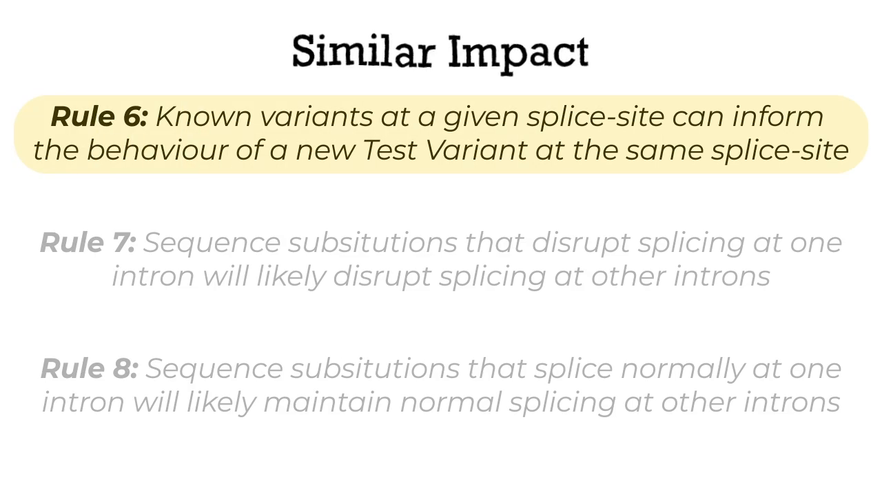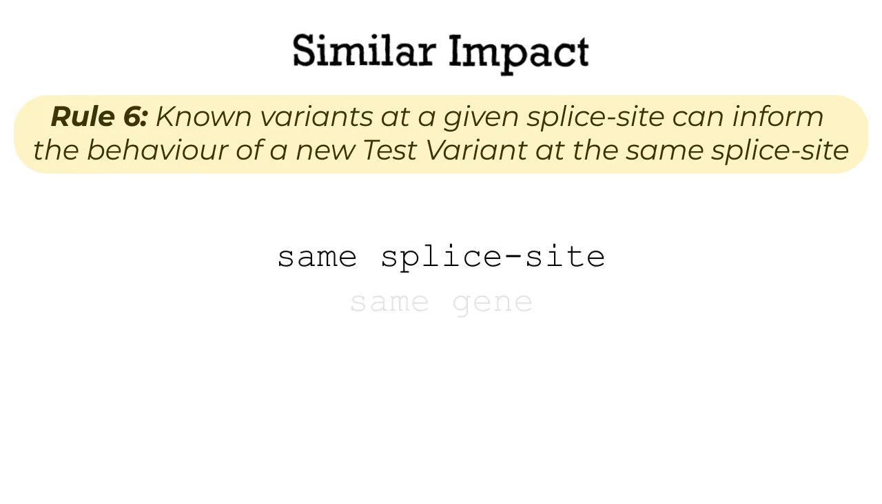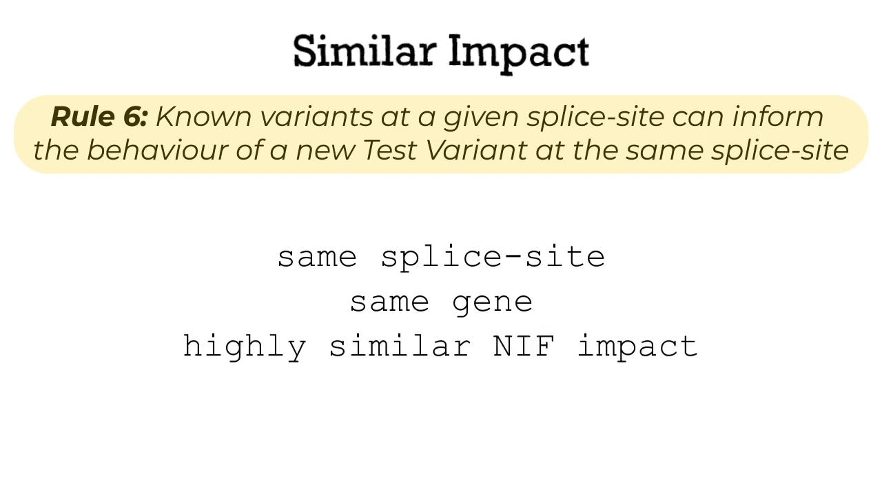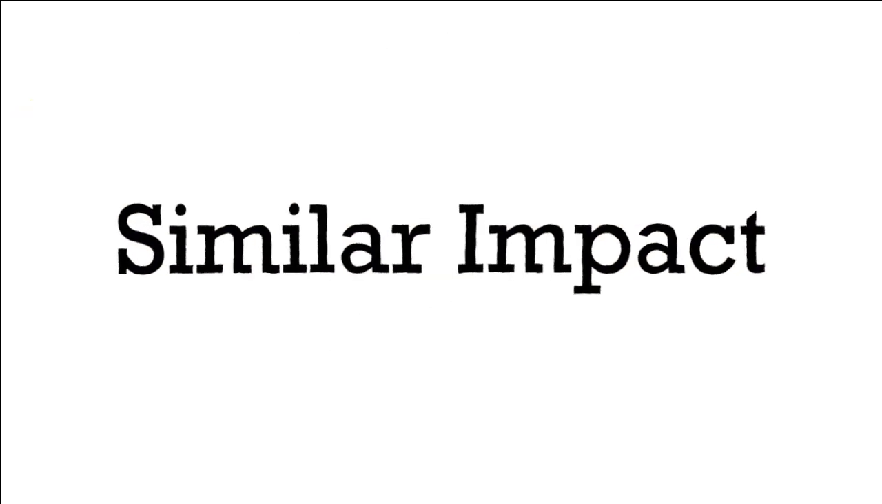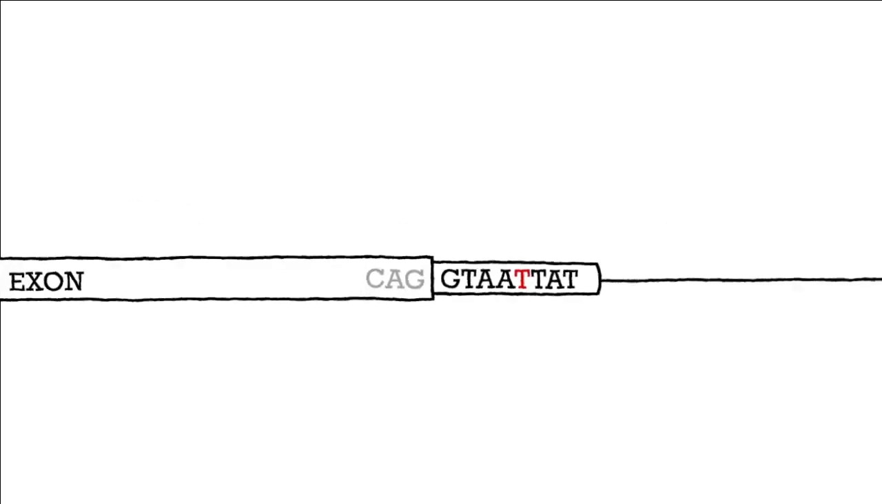Similar impact variants are those affecting the same splice site in the same gene as the test variant that elicit highly similar NIF impact across the whole splice site region. We have undertaken comprehensive precision recall analyses to optimize the mathematical parameters which define similar impact. GENEie's similar impact measure understands that not all splice sites are the same. Different splice sites have different thresholds of NIF impact, causing pathogenic levels of missplicing.